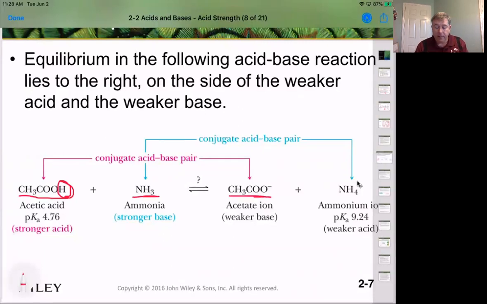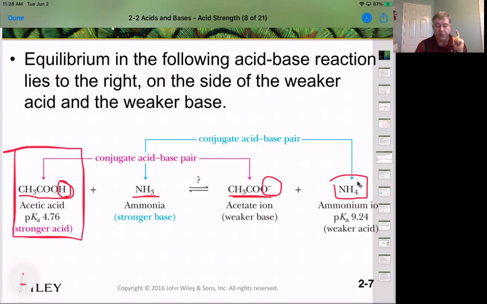On this side here, this was the acid, so it is now the base. So it's willing to accept a proton, so we're not going to worry about that. But the ammonium right here is now the acid. So this is now identified as the acid on this side of the equation, and this is now the acid on this side of the equation.